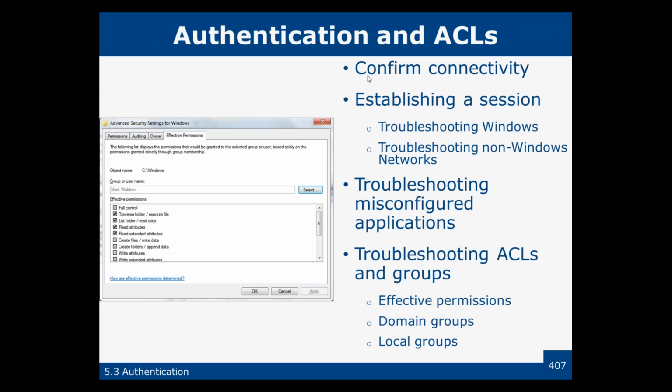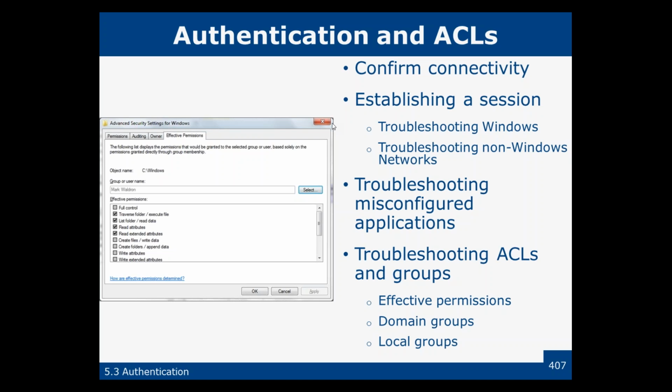Authentication and access control lists. It says confirm connectivity, establish a session, troubleshooting Windows, troubleshooting misconfigured applications. On these things, troubleshooting authentication, confirm connectivity. What's going on with the system? Why aren't we being authenticated? And these are where some of the sniffing comes in, Wireshark and those sorts of things. What's not happening in the system?